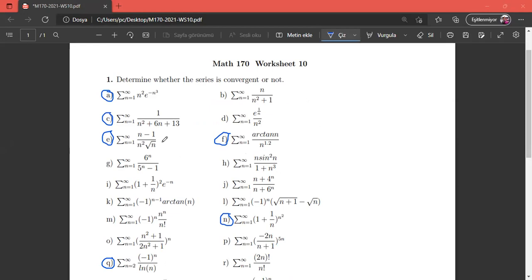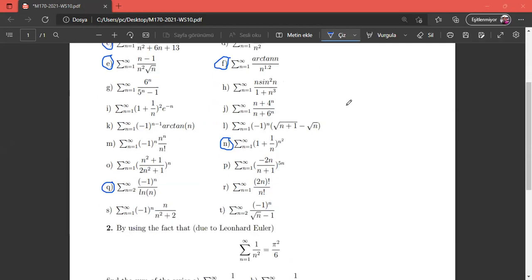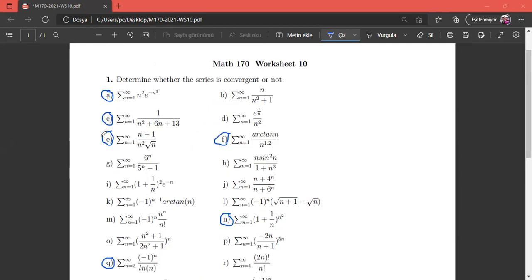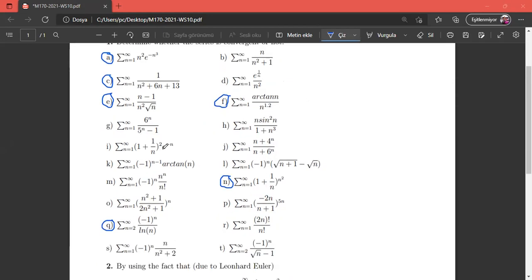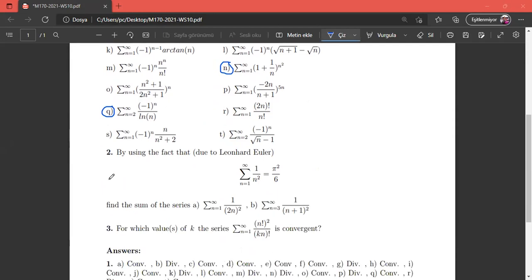Hi guys, we will solve some questions from this new worksheet, which is worksheet 10. I will solve the questions which are marked by blue, 2 and 3.